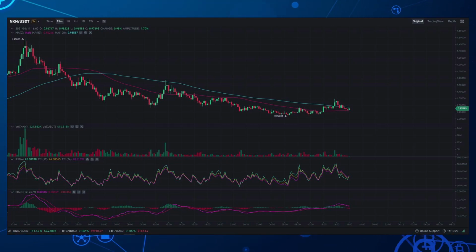That way I know when I need to get out. I recommend you do the same. For my swing traders out there, let's go ahead and look at the 4-hour chart.